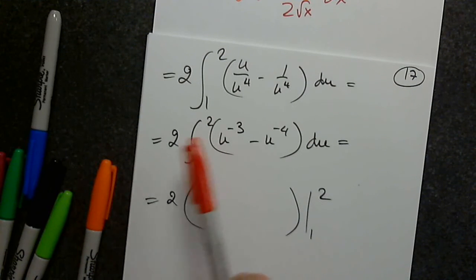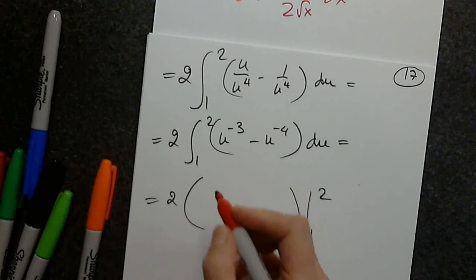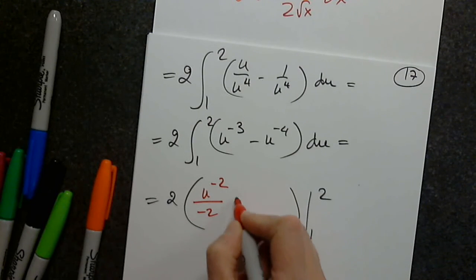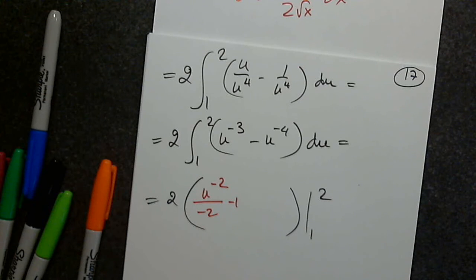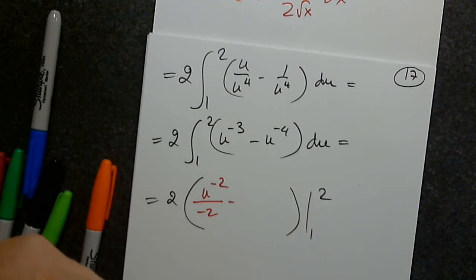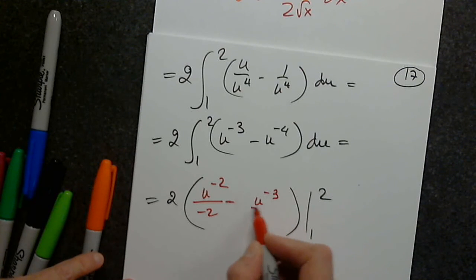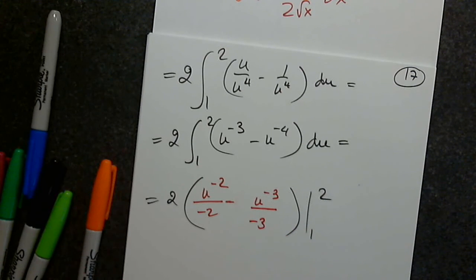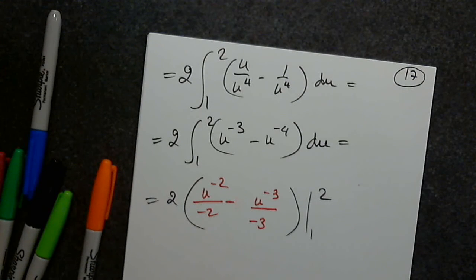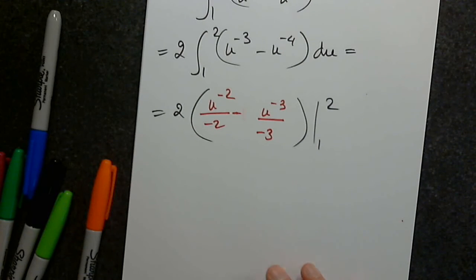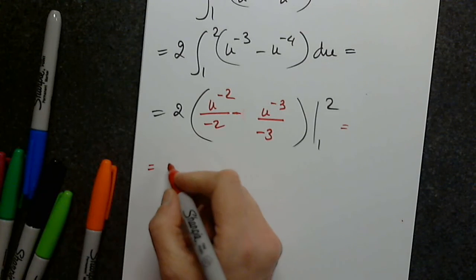Okay, so which function has derivative u to negative 3? You will have to say u to negative 2 over negative 2 minus, not plus. I rushed to write plus, I don't know why. It will be plus, but I can't write plus just yet. So minus u to negative 3 over negative 3. Increase the power by 1 and we divide by the same number. Sorry about that. That's your 2.